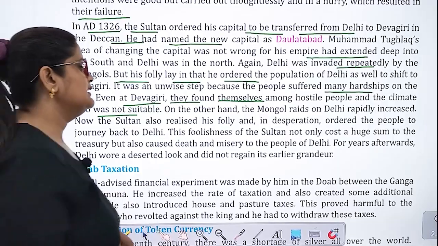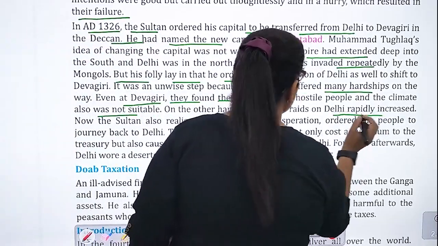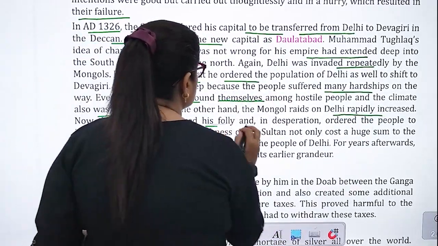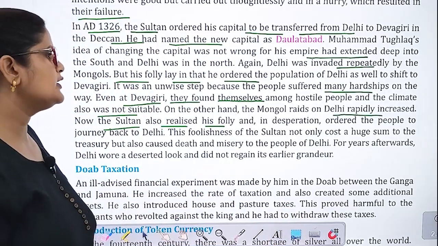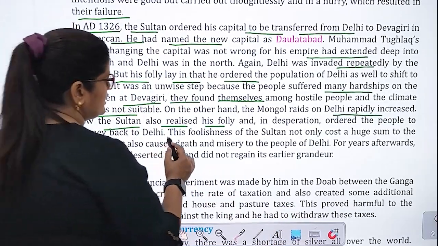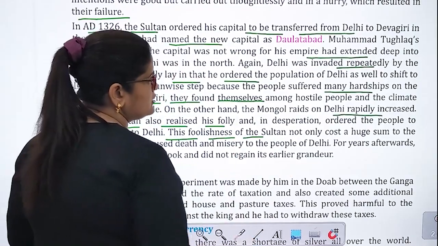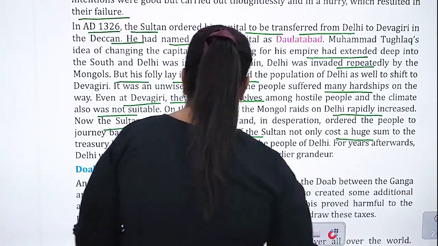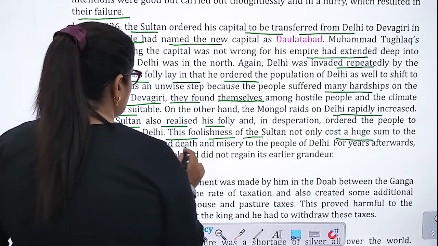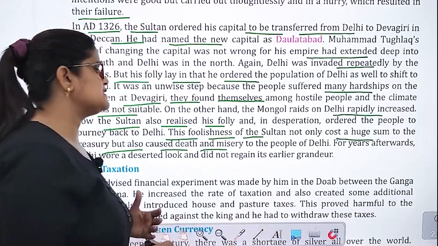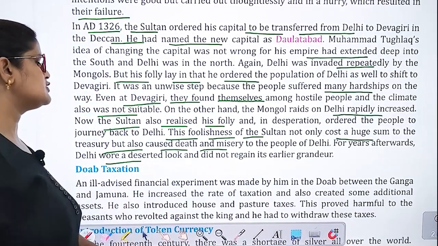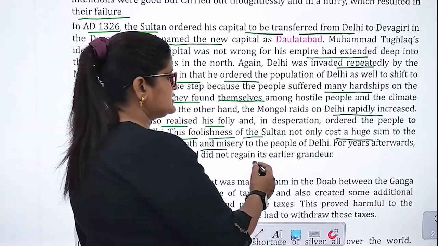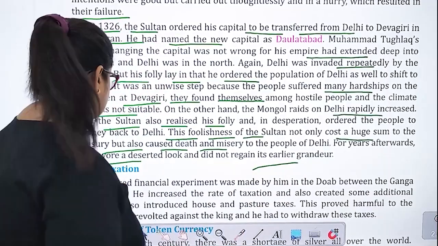On the other hand, the Mongol raids on Delhi rapidly increased. Now the Sultan also realized his folly and in desperation ordered the people to journey back to Delhi. So this foolishness of the Sultan not only caused a huge loss to the treasury but also caused death and misery to the people of Delhi. Four years afterwards, Delhi wore a deserted look and did not regain its earlier grandeur.